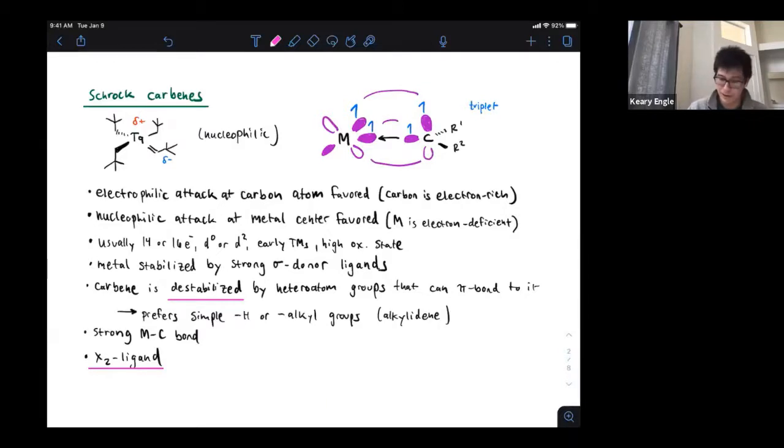So you have a singly occupied sp hybridized lobe engaging with a singly occupied d orbital of appropriate symmetry on the metal, and then likewise a filled p orbital on the carbene engaging with a singly occupied d orbital on the metal of different symmetry.